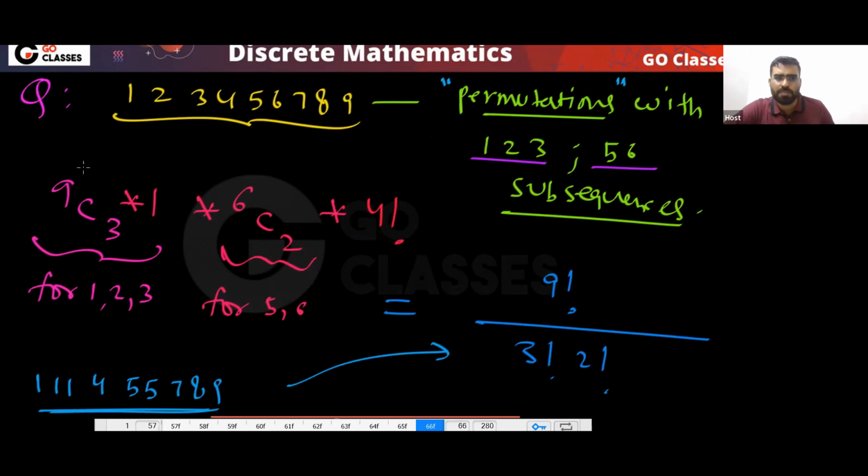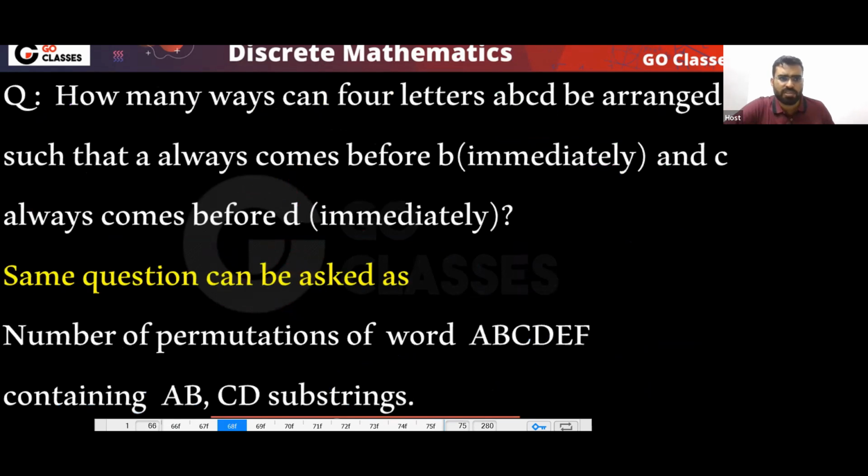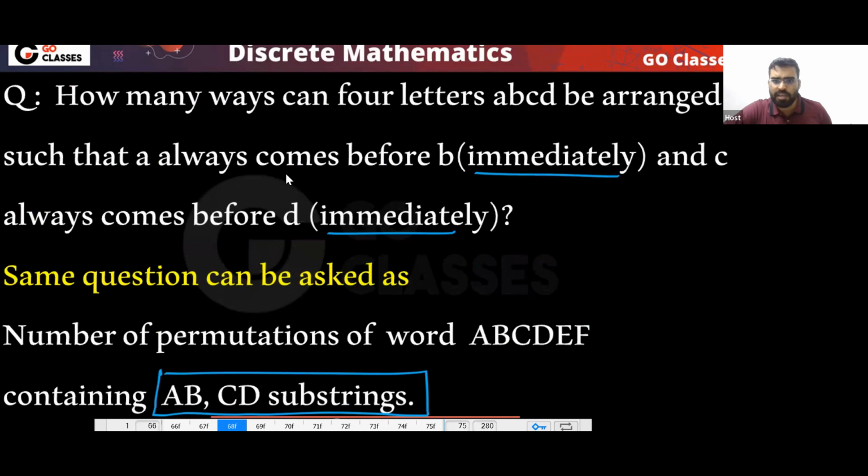So very simple. What will be the answer for this question? Now we have that A always comes immediately before B, and C comes immediately before D. So, do I want a subsequence? No, I want a substring. I want AB, CD substrings. This is what I want.